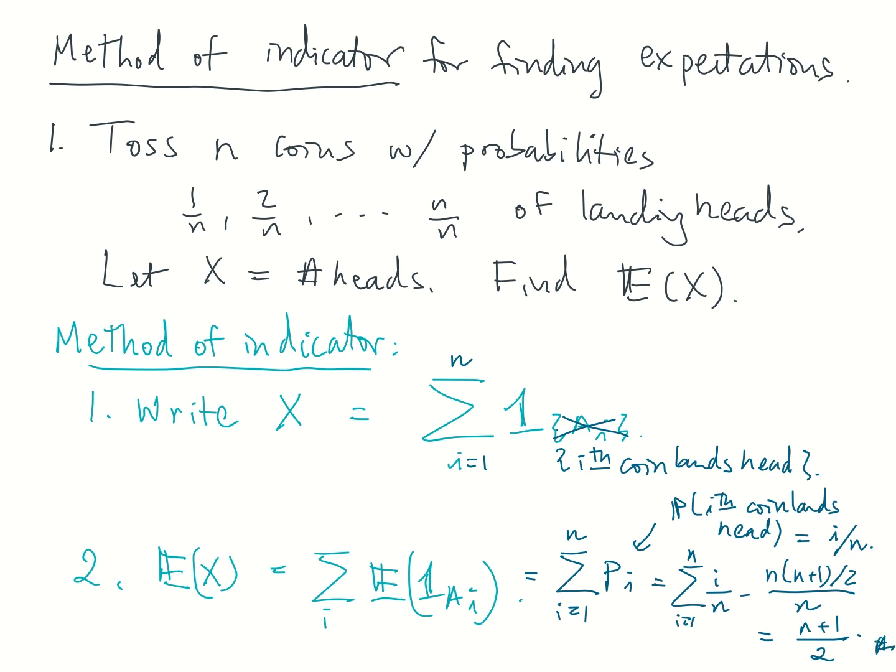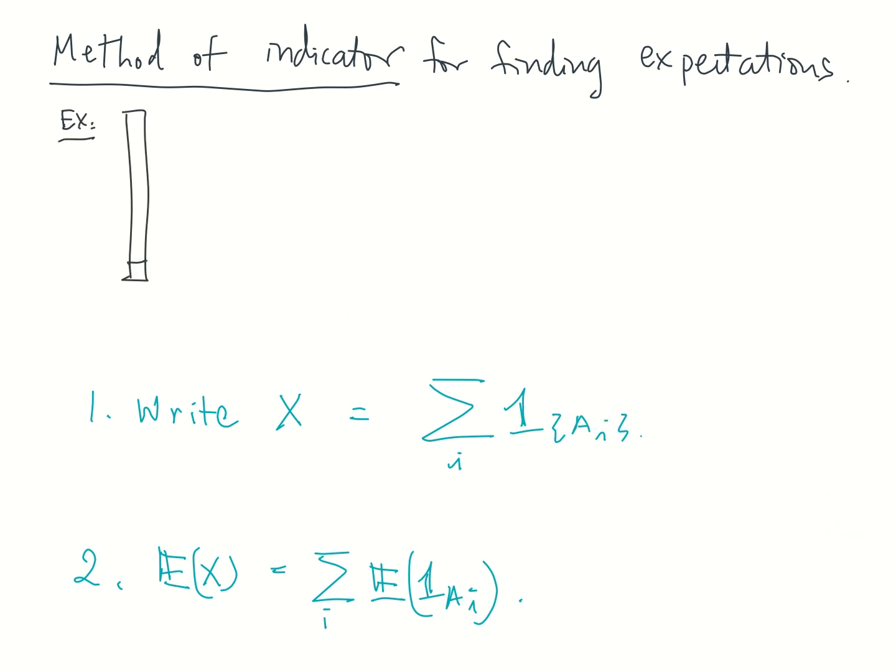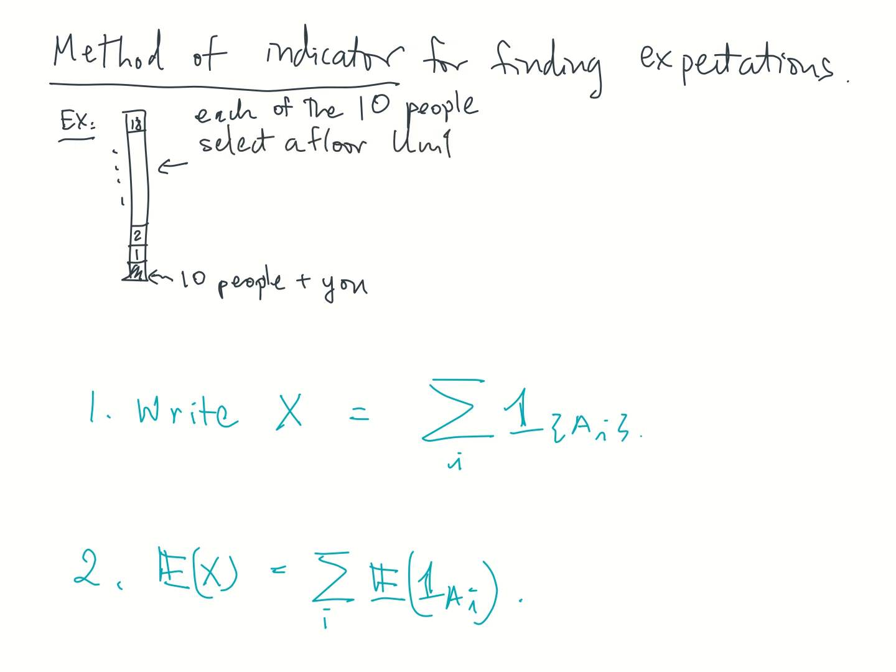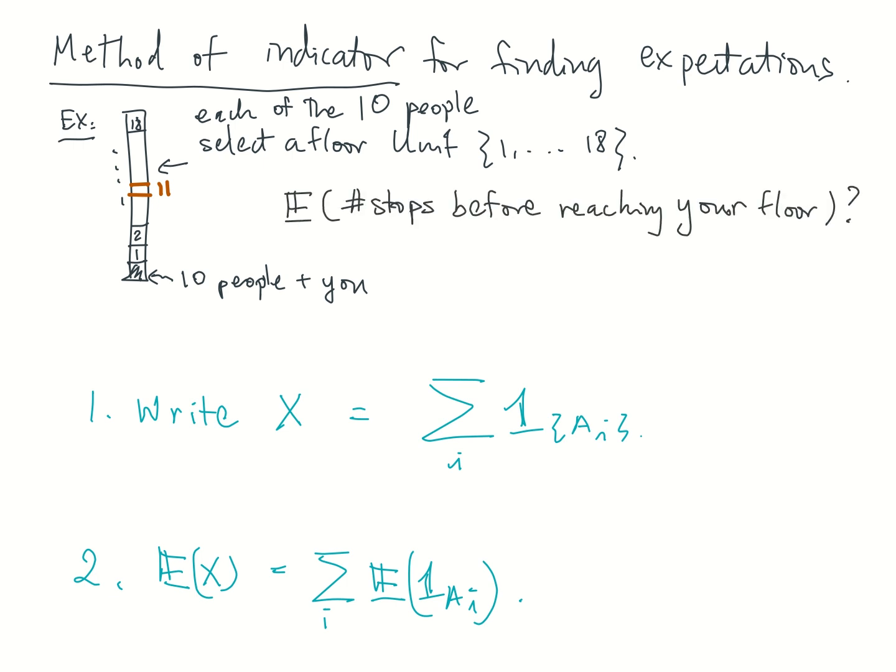Here is an exercise. Suppose 10 people just came into an elevator with you at floor 0. Each is selecting a floor between 1 and 18 uniformly at random. You want to go to floor 11. What is the expected number of stops the elevator makes before reaching your floor?